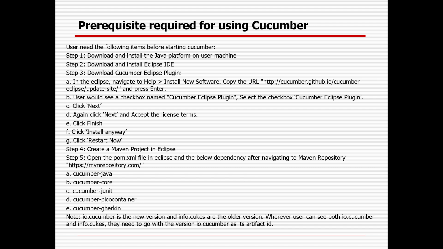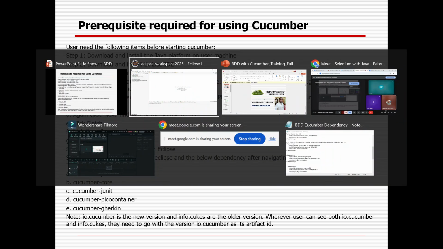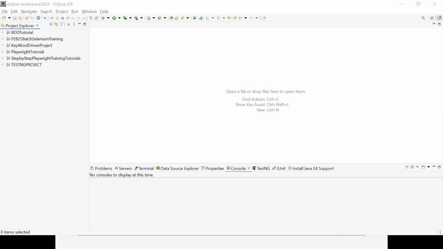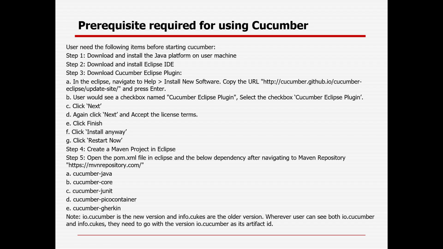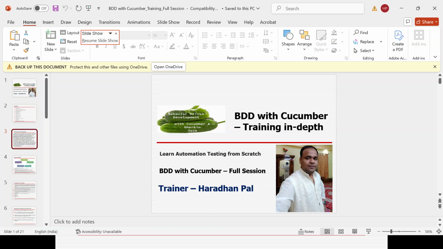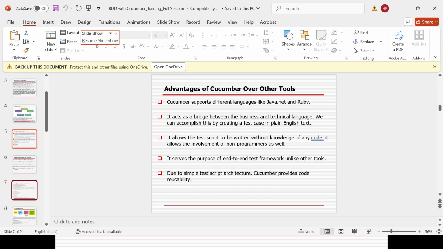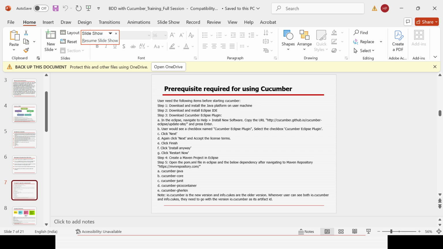So first download and install Java on the user machine, download and install Eclipse and open it. After that, we need to download the Cucumber Eclipse plugin. Okay, so if you open your Eclipse, what you can do, you can go to Help and Install New Software. Okay, and then you can copy that particular URL already given here, and press enter.